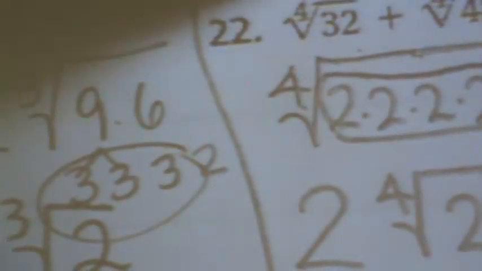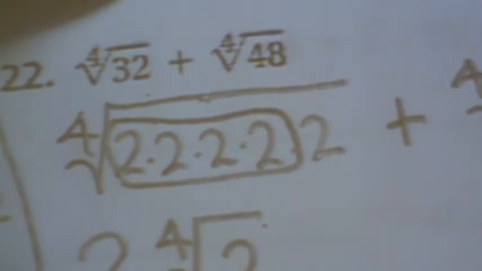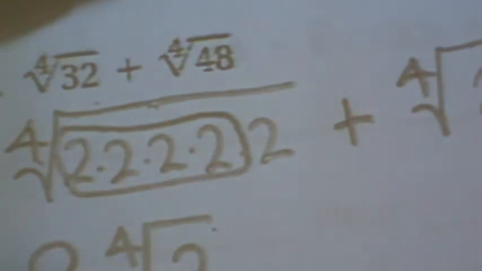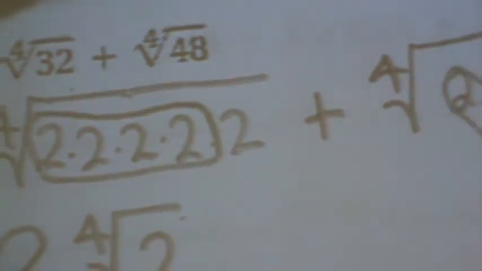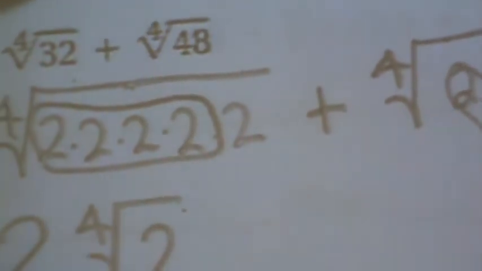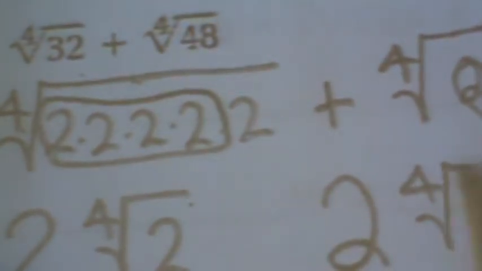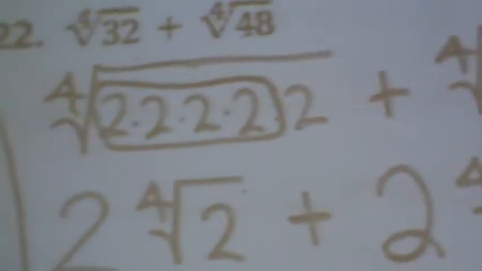Okay, how about this 48? 24 and 2. And bring 24 down to 12 and 2, and then 6 and 2, and 2 and 3. So I see 4 2s right there, and a 3. So how does this simplify? 2 fourth root of 3. And that's your answer.